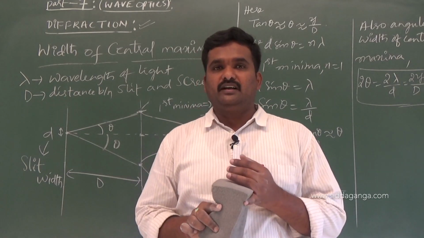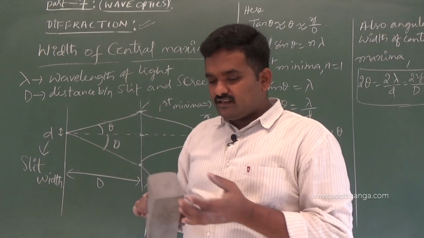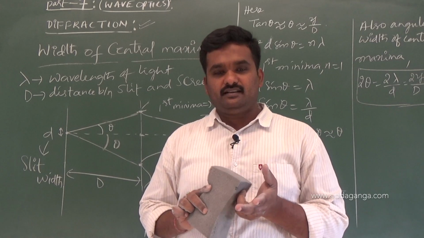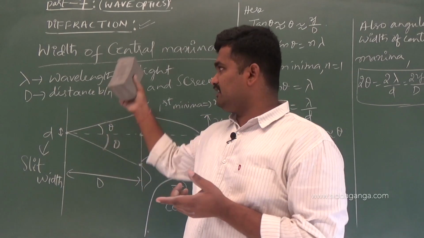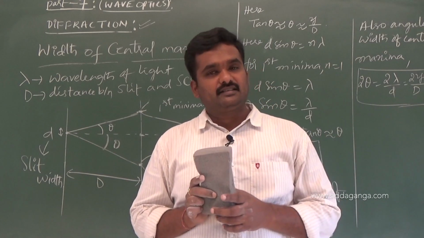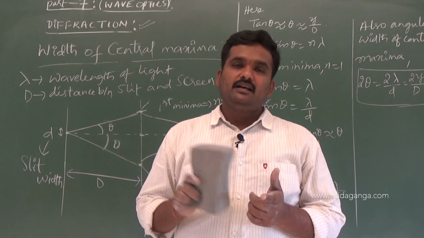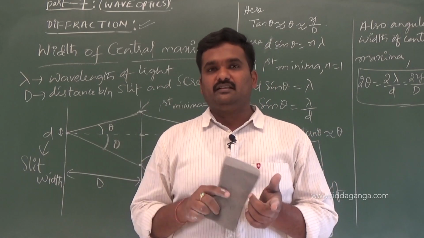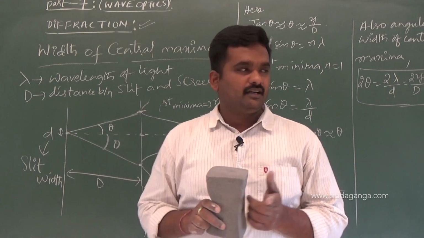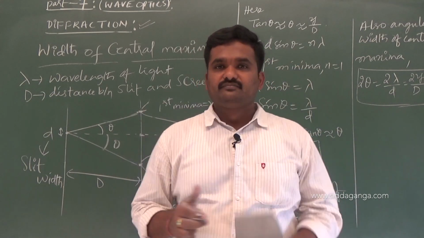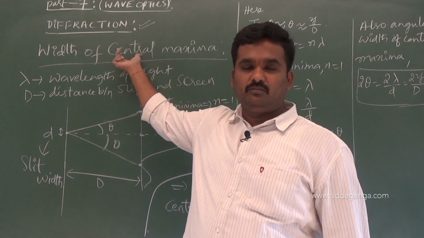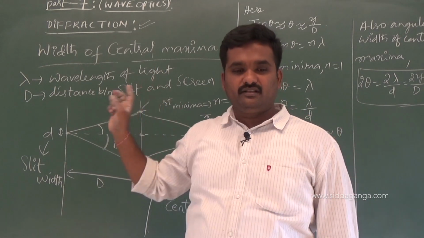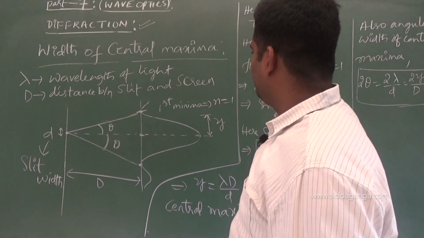From diffraction, what are all the points we have studied? Majorly the definition of diffraction, the types, the differences between Fresnel and Fraunhofer, and mainly Fraunhofer diffraction. We considered Fraunhofer diffraction at a single slit, the conditions for minima, the path difference for minima as well as maxima, and also the expressions for the width of central maxima, both linear and angular, and how to find them. So that's all about diffraction we have to learn.